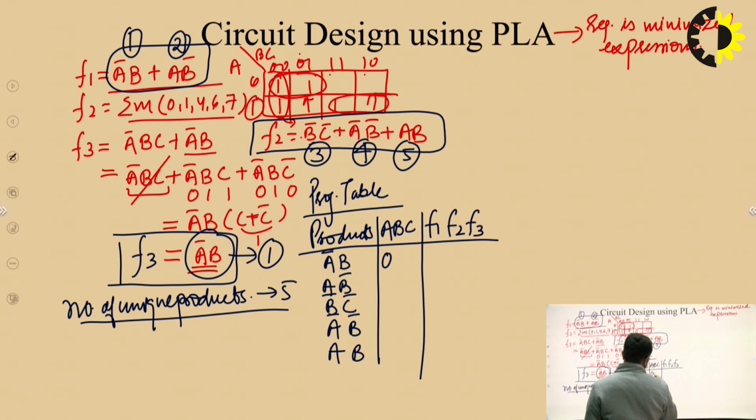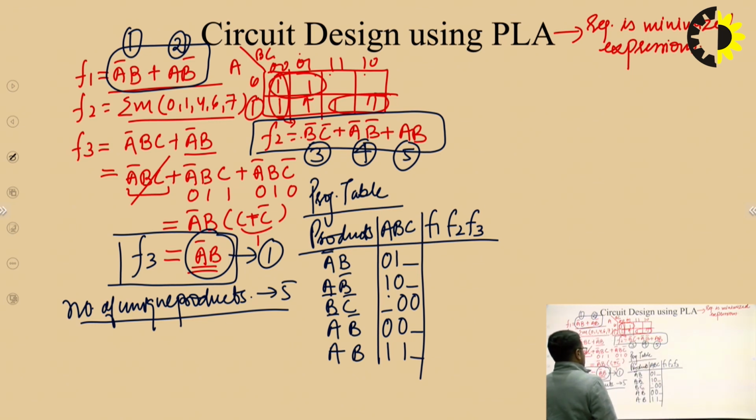Writing them in the form of ABC: A bar B means A is 0, B is 1, C is not there. A B bar means A is 1, B is 0, C is not there. B bar C bar means A is not there and B and C are 0. A bar B bar means A and B both are 0, C is not there. AB means both are 1, C is not there.